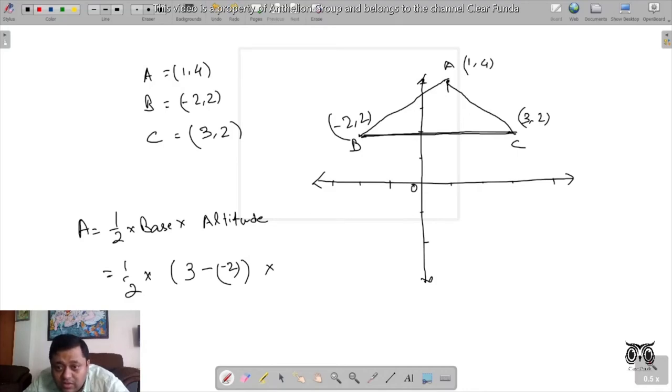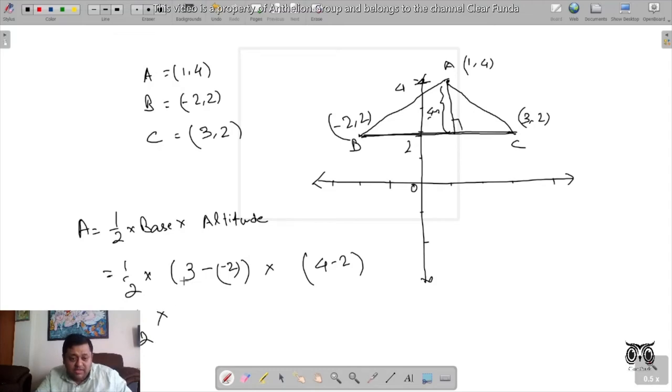Very difficult to draw using this. So if this is the perpendicular, you see this height, the y value, is 4, and up to this is 2. So this much is 4 minus 2, so altitude will be 4 minus 2. So this is half into 3 plus 2, that is 5, into 4 minus 2, that is 2, which equals 5 square units. Okay, so you got the idea how to work on that.